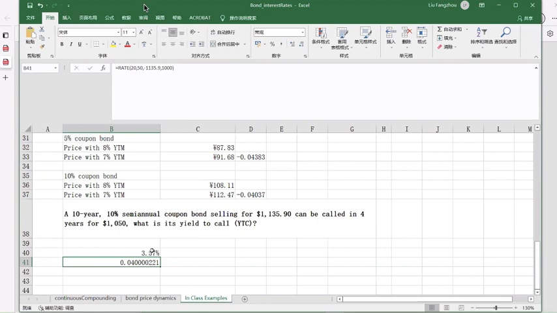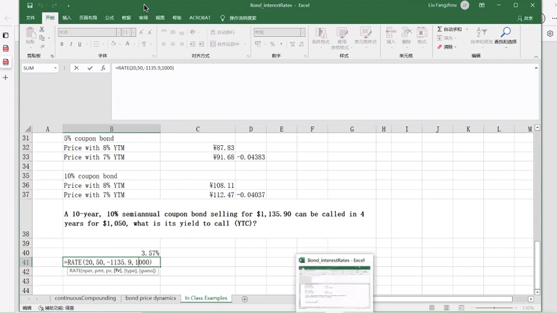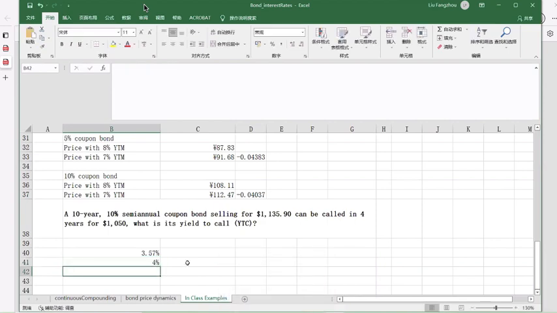Okay, how do we compute yield to call? We just need to change some of the parameters here. We will still use this formula, but we will change the parameters. So what kind of parameters would we change if we want to compute the yield to call? What will we change?